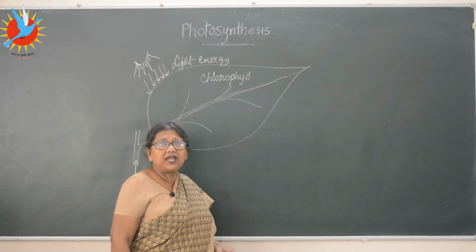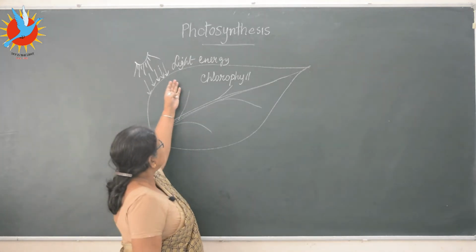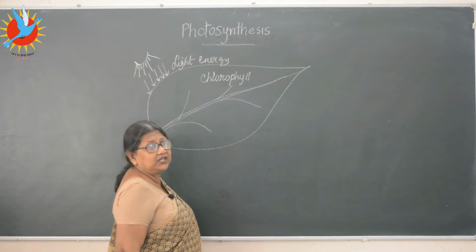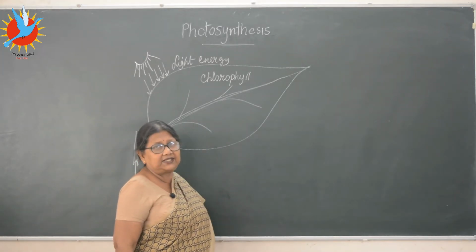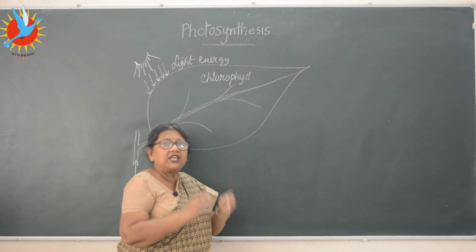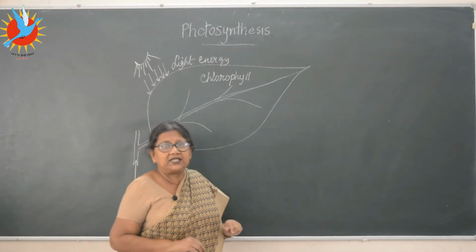Without energy, no work can be done. So what energy is the plant using? Light energy. When is the light energy available? During the daytime. So that much is fixed. During the daytime, light energy is used.